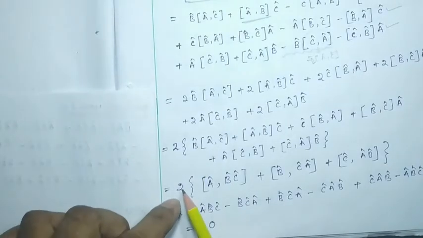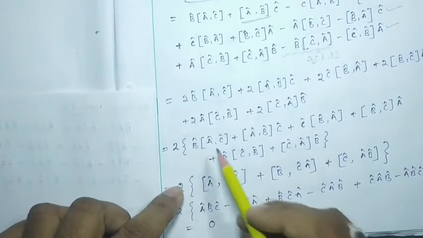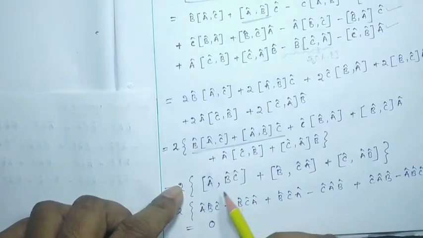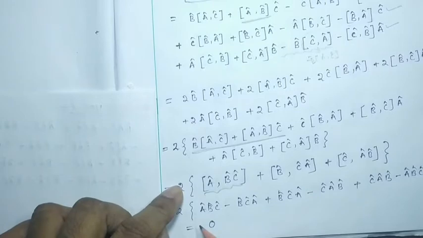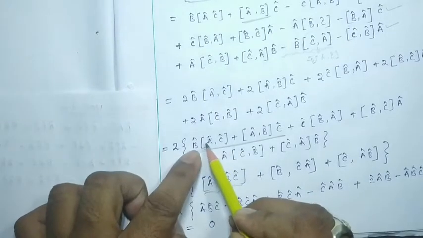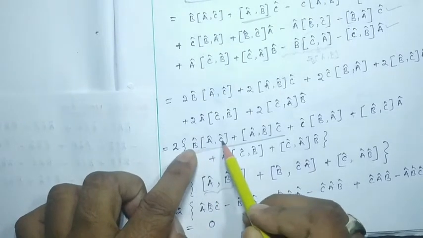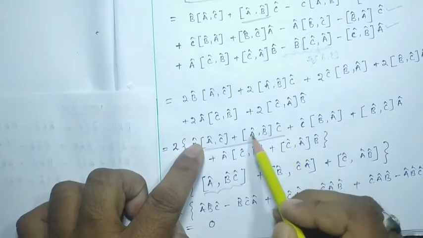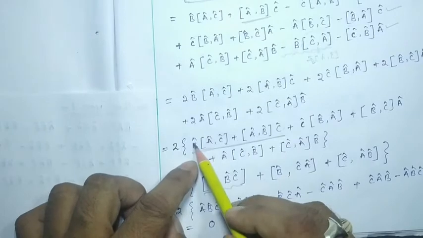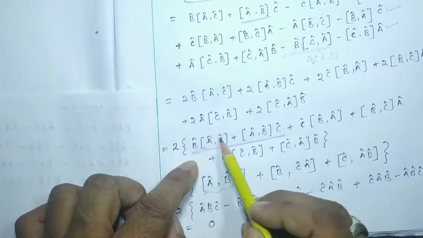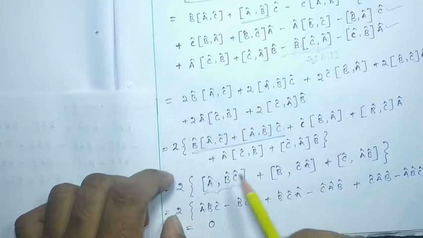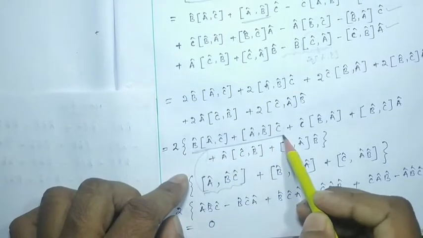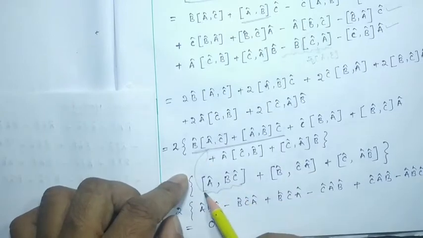Okay, now here you can see this can be written as this. Got it? See, [B̂, Â]Ĉ, commutation, plus Â[B̂, Ĉ]. This is a commutation. That means these two terms collectively can be written as this one.